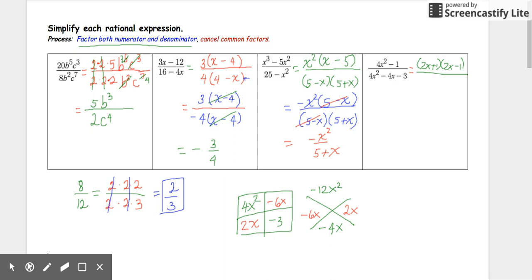So in the first column, they have a common factor of 2x. And so now 2x times something equals 4x squared. So I know it's going to be 2x on this side. And then 2x times something is equal to negative 6x. So I know this is going to be negative 3. And then now 2x times something equals 2x. And that's going to be positive 1. So therefore, the factors of the denominator are 2x minus 3 times 2x plus 1.